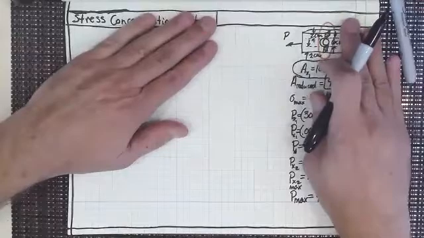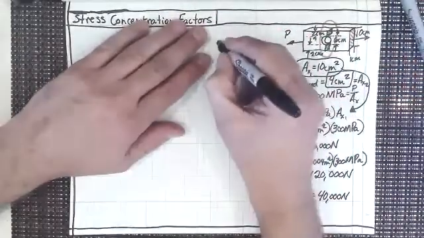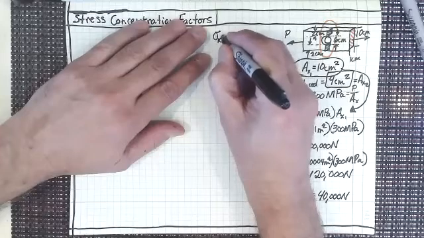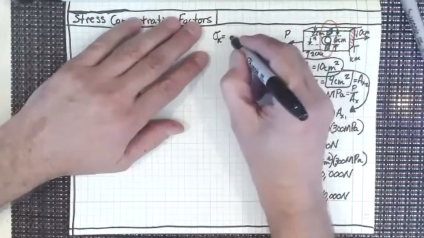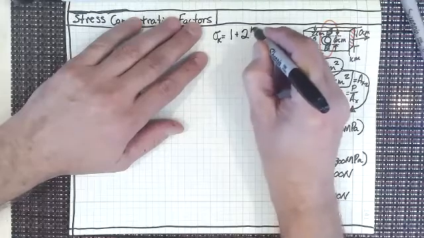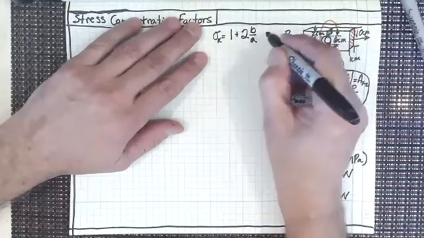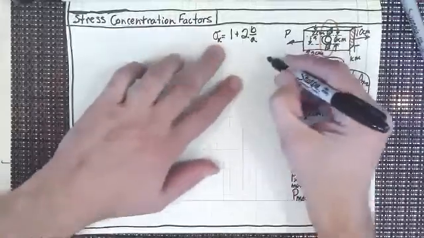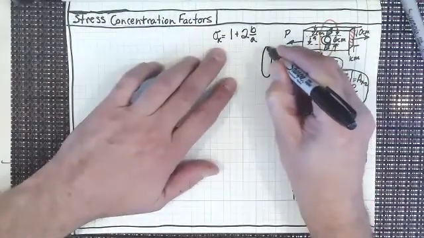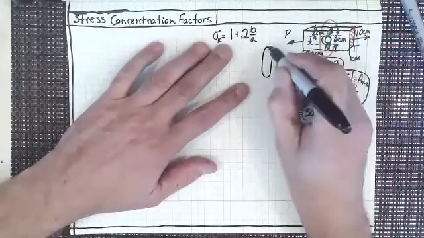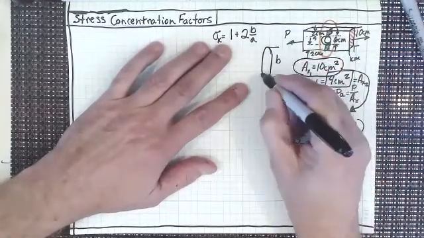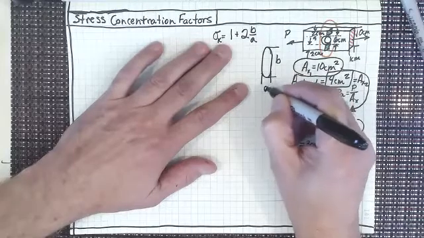Why do I say that? Because the stress at a concentration point is going to be 1 plus 2b over a, where if I have an ellipse like this, right? This distance is b, this distance is a.